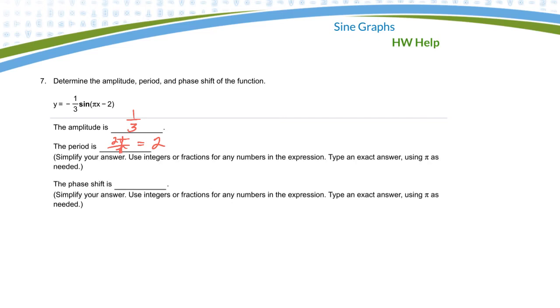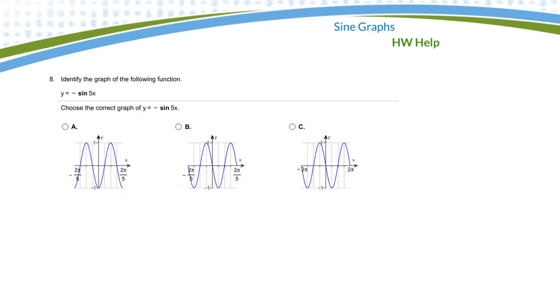Phase shift is c over b, so c is a 2 and b is a pi. So the phase shift is 2 over pi, and it's a minus, so it's going to the right. Or if you just put a positive, 2 over pi is fine.